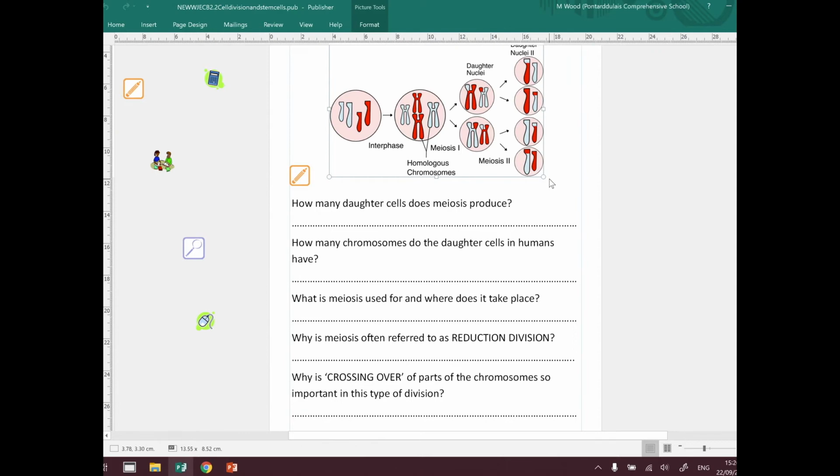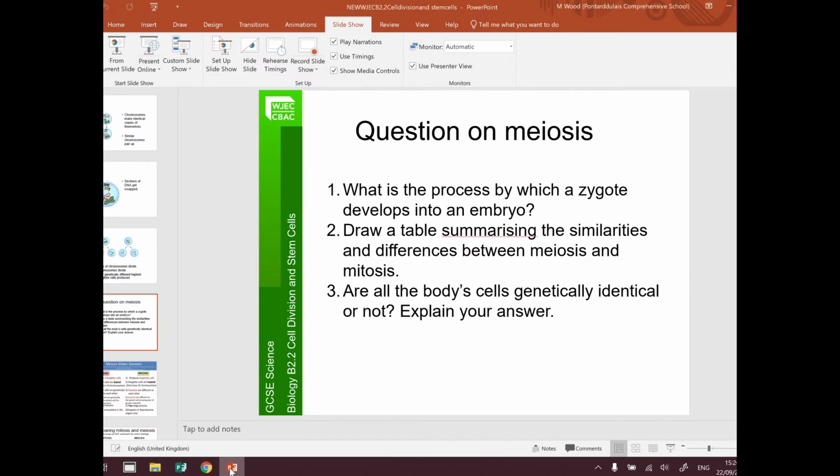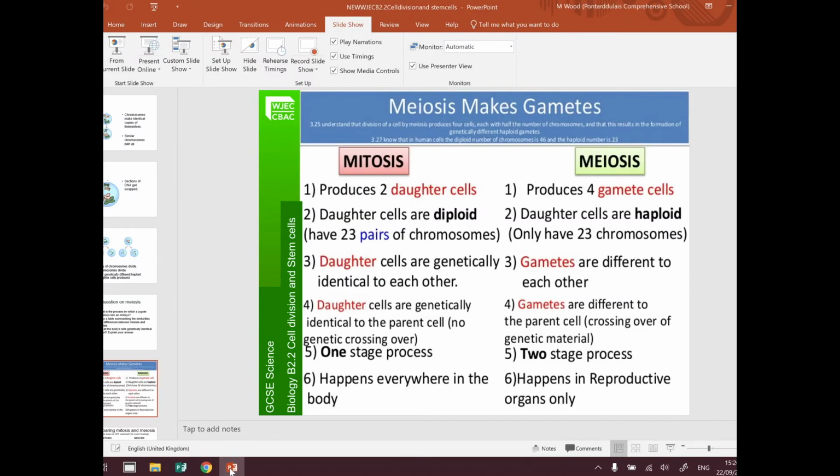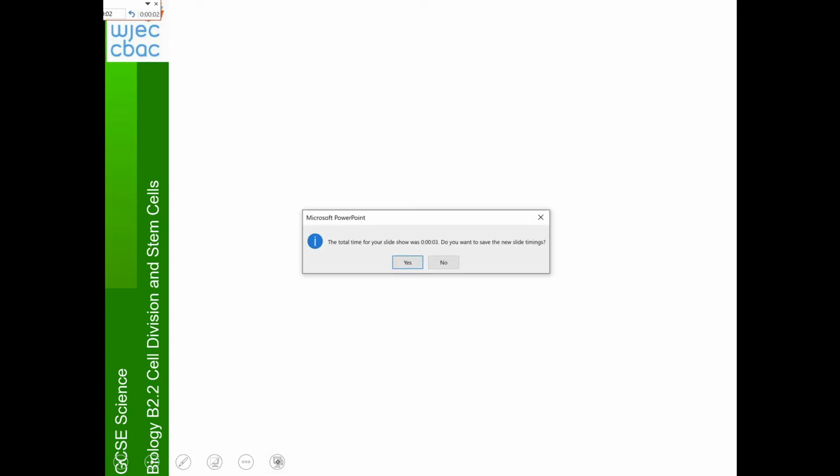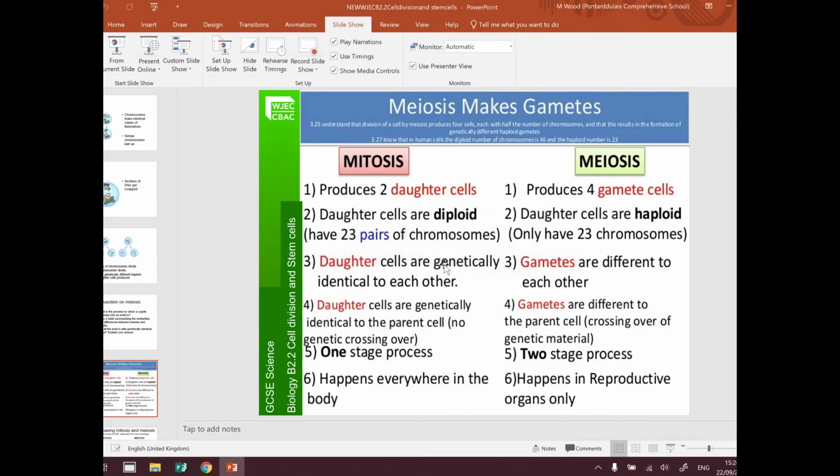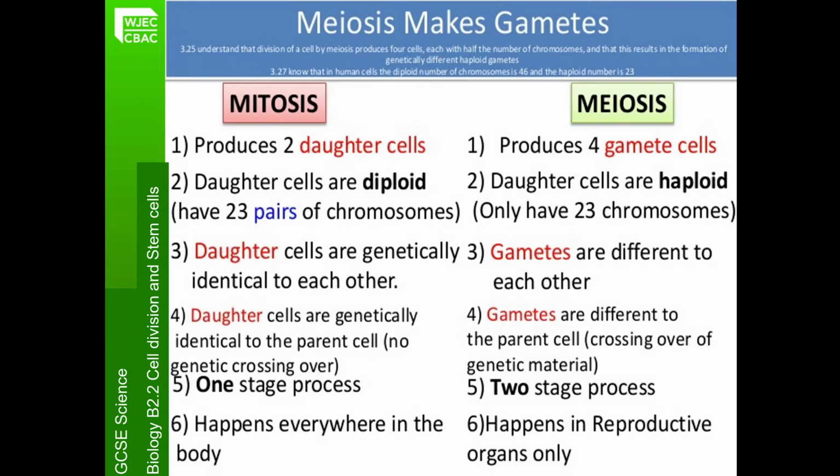Now, there are a couple of tasks that I would like you to have a go at doing, and they involve comparing mitosis and meiosis. So first of all, I'm going to go to my slide. From this current slide, we've created a table. So that was one of the questions I asked you a couple of slides back to compare mitosis and meiosis. If we look on the left-hand side, mitosis creates 2 daughter cells, whereas meiosis is 4 gametes or daughter cells.